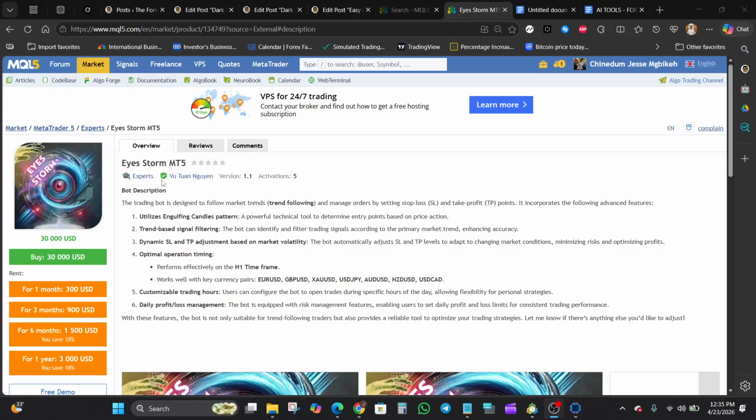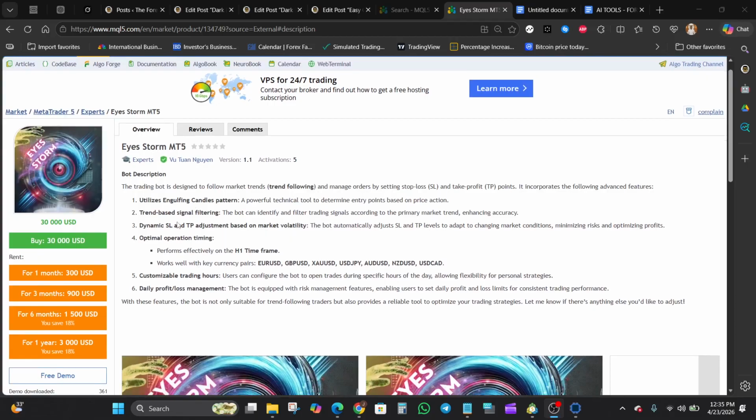Now, the Ice Storm EA is built for MT5, so we don't have an MT4 version here, and it's important to keep that in mind right from the start. Now, let's head over to the description and how the EA works.